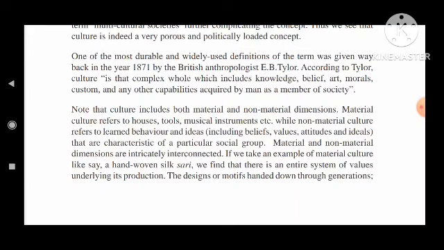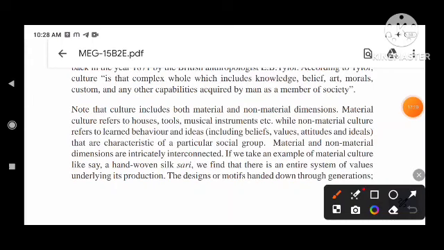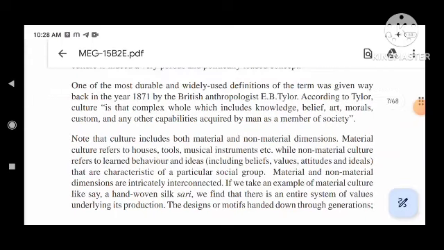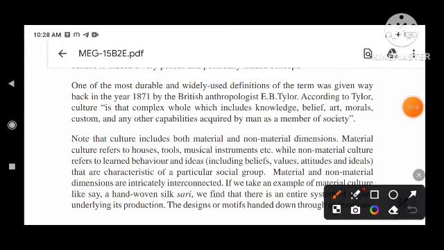So according to Taylor, what is the definition of culture? Here you can get the questions of your NET exam also. So according to E.B. Taylor, what do you mean by culture?